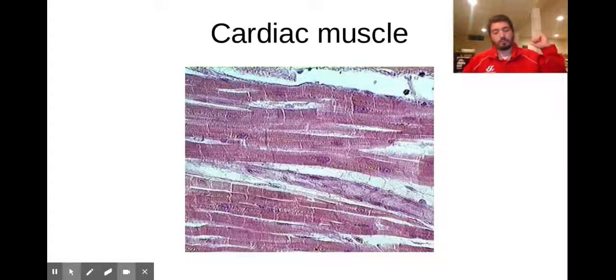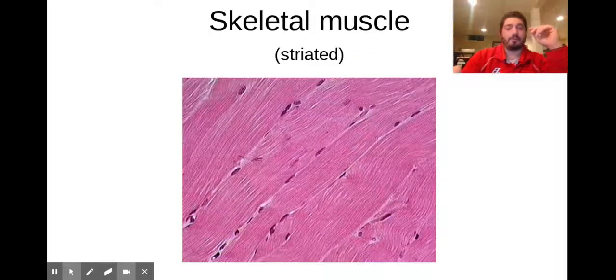They can work really efficiently, and they actually have their own mini nervous system. They don't really need the brain to say every second, pump, pump, pump, right? They can kind of do that on their own. They're controlled by the brain, but they have their own special nervous system. So the first type of muscle tissue is cardiac. The second is skeletal or striated.